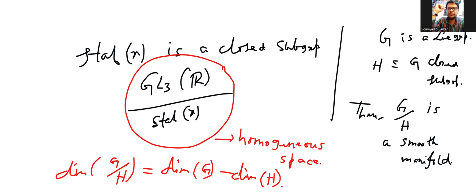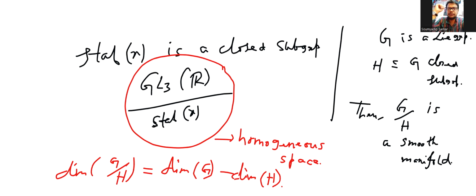So you take a Lie group G, you take a closed subgroup H, then the quotient G mod H. H is not necessarily normal, it's just a subgroup. By G mod H, I mean the space of all left quotients. That space inherits a smooth manifold structure, of dimension dim G minus dim H.